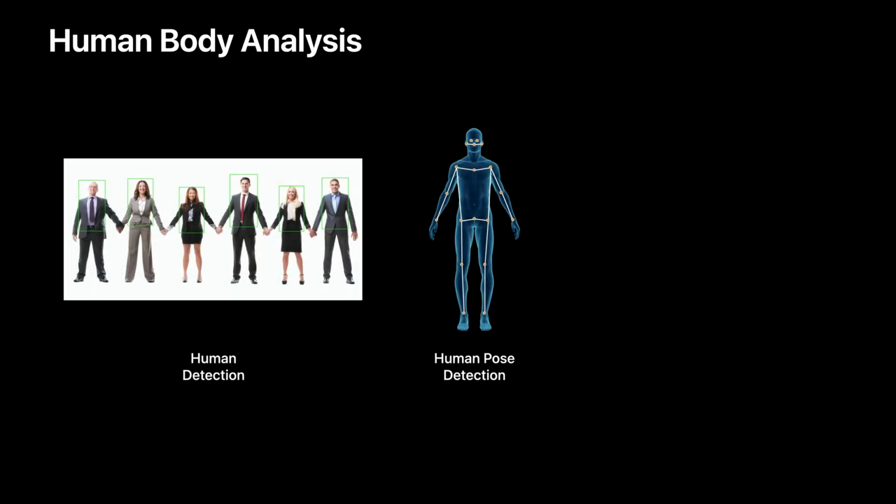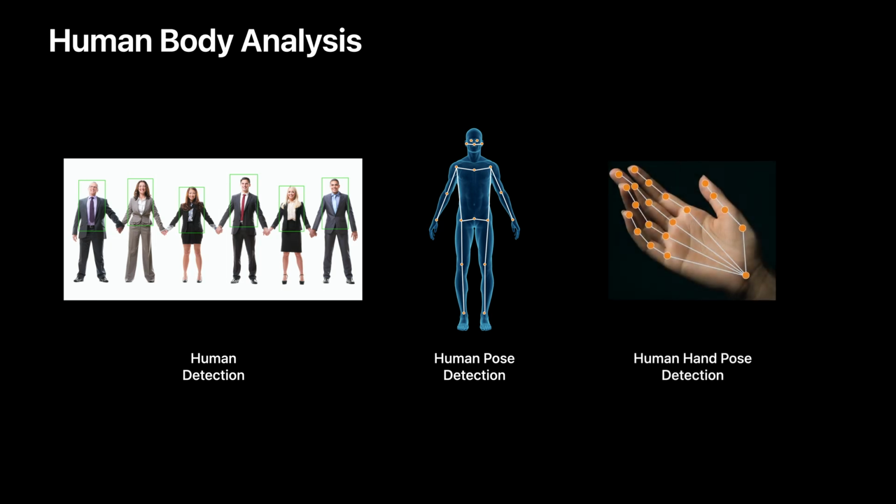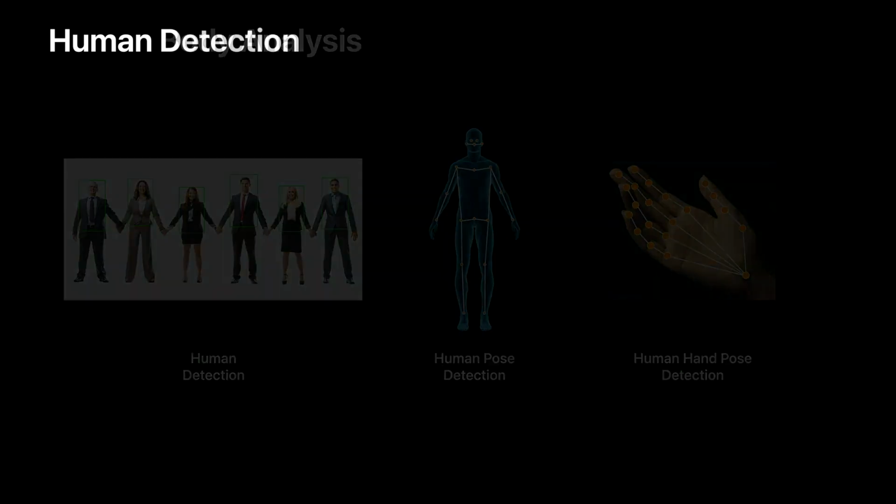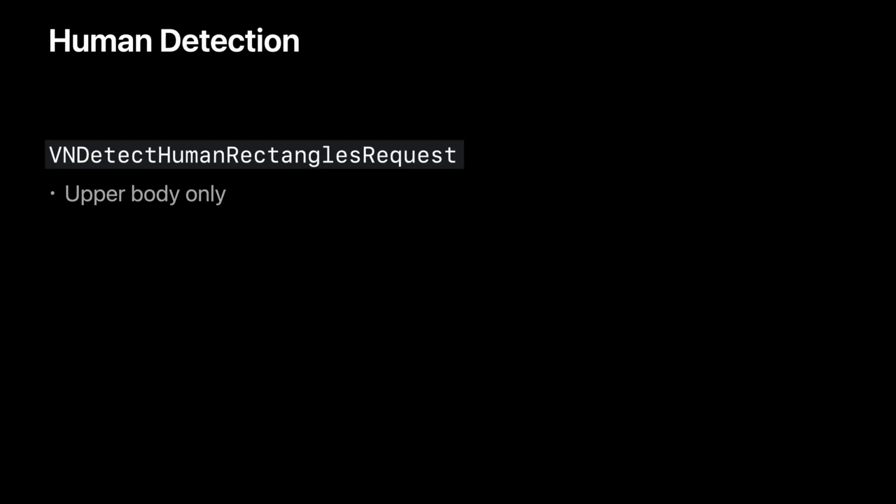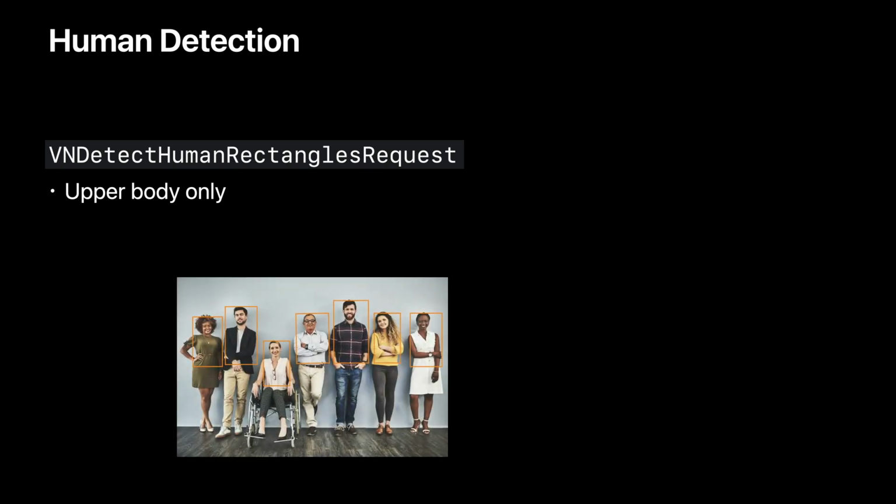Human body analysis is another big section of the people analysis technology offered by Vision Framework. Vision provides several functions in this area, which include human body detection, human pose detection, and last but not least, human hand pose detection. First, let's take a look at human body detection. This function is offered via the detect human rectangles request, and it currently detects the human upper body only.